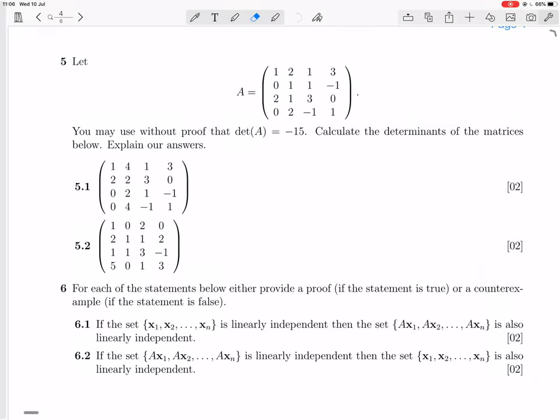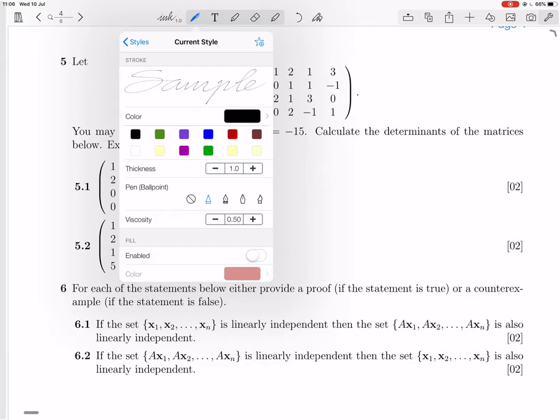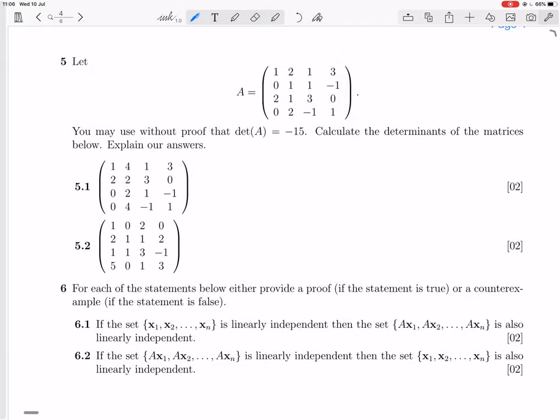Okay, so we're doing question 5 of class test 1 of 2018. Question 5 gives us a matrix A and says that its determinant is minus 15, and asks us to calculate these determinants. These matrices must somehow come from this by Gaussian reduction or something, so that we can calculate the determinant without actually going through the whole calculation.